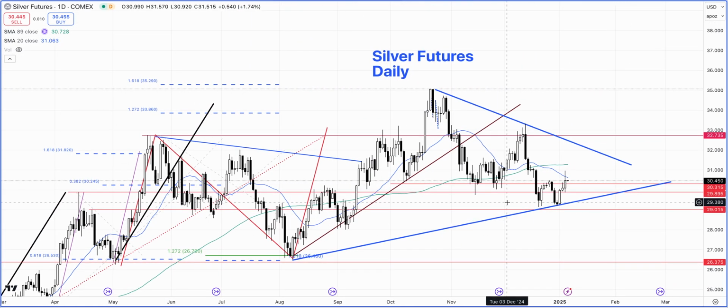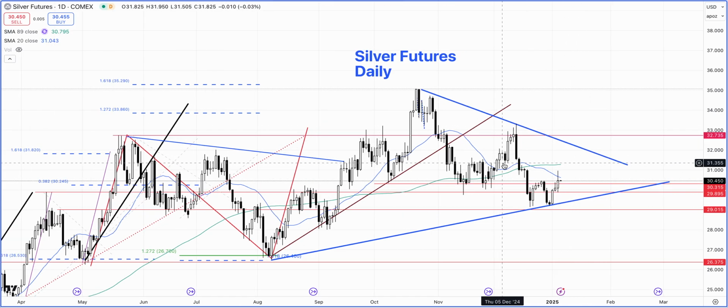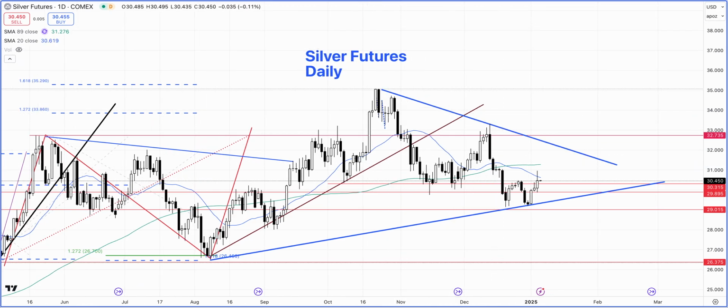sort of a pattern formation. Now, one of the things with these triangles, which I like to call dynamite triangles, is when they break out, the breakout is rather violent. It'll just continue in that direction, whether it's going to be the downside or the upside. So here we had a little bit of an ABCD, but before that, let's actually take a look at this.